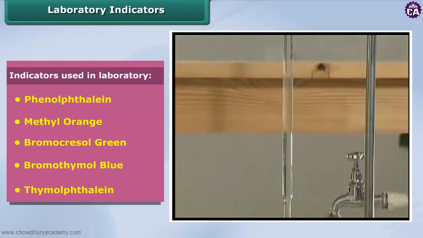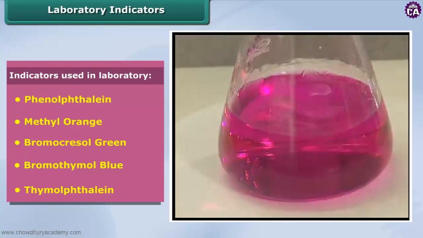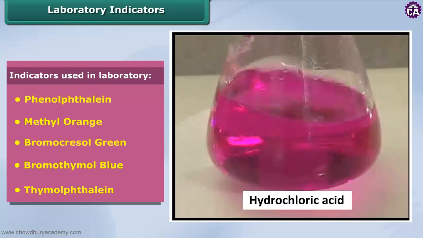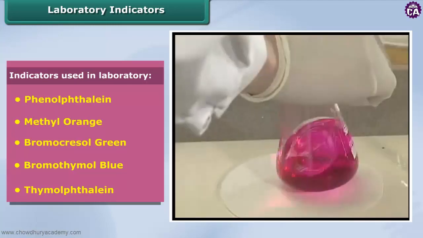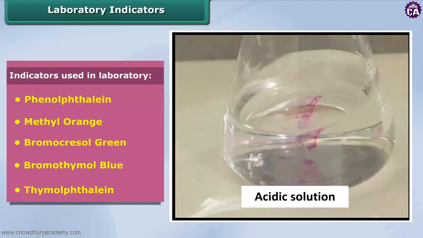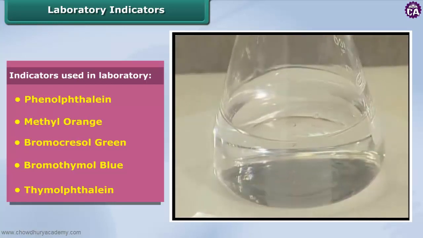After some time, the pink color slowly appears in the solution. When we add more sodium hydroxide, the pink color becomes brighter. On adding a drop of hydrochloric acid, this solution again becomes colorless. So, phenolphthalein appears pink in alkaline solution and colorless in acidic solution. It is colorless in neutral medium.